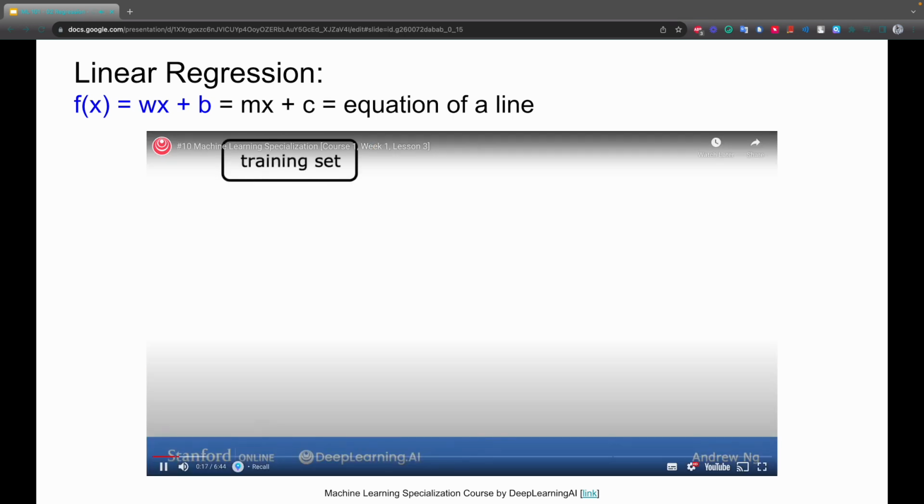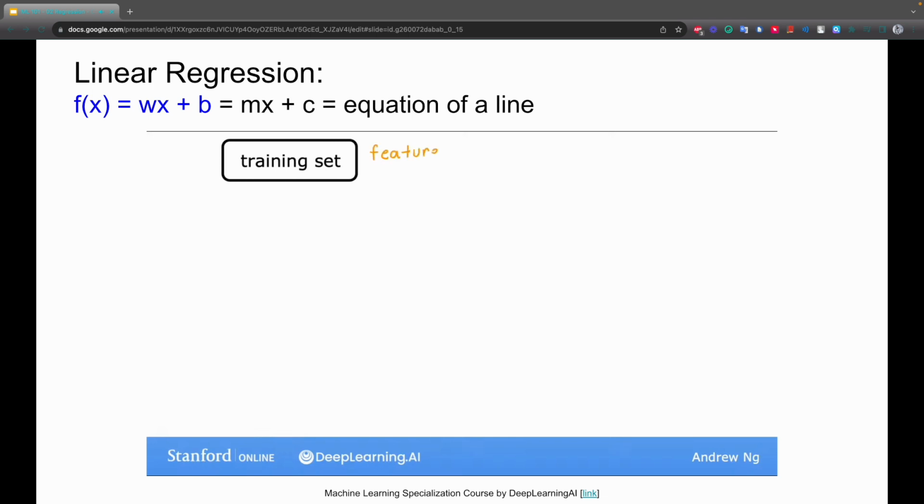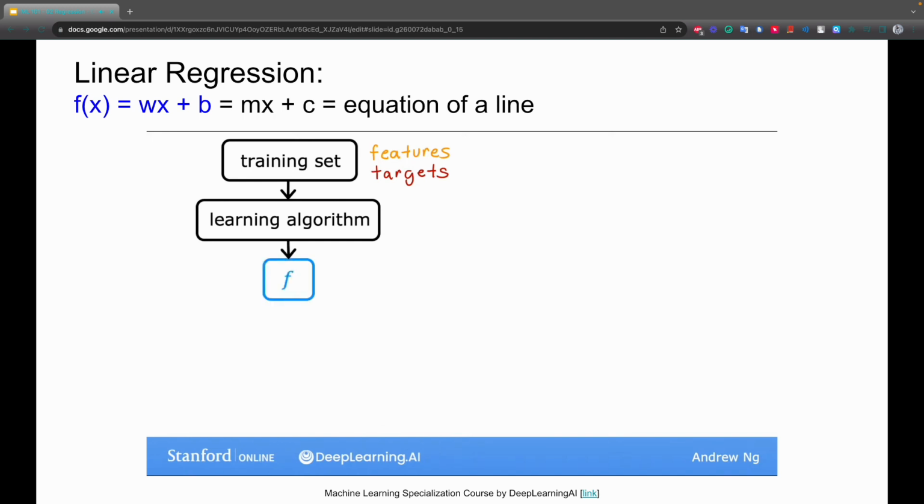Recall that a training set in supervised learning includes both the input features, such as the size of the house, and also the output targets, such as the price of the house. The output targets are the right answers that the model will learn from. To train the model, you feed the training set, both the input features and the output targets, to your learning algorithm. Then, your supervised learning algorithm will produce some function.